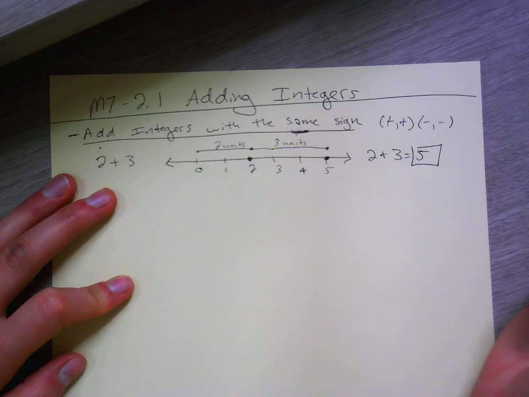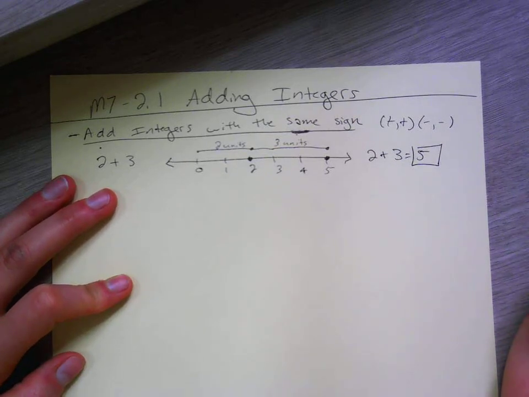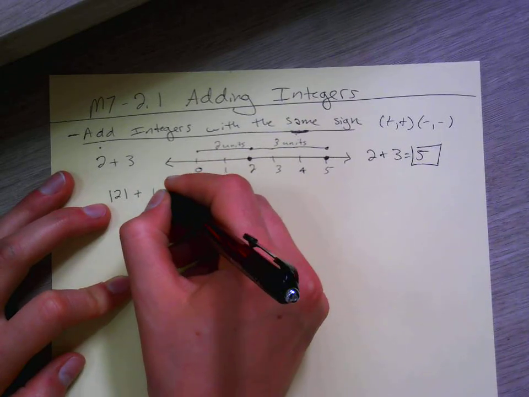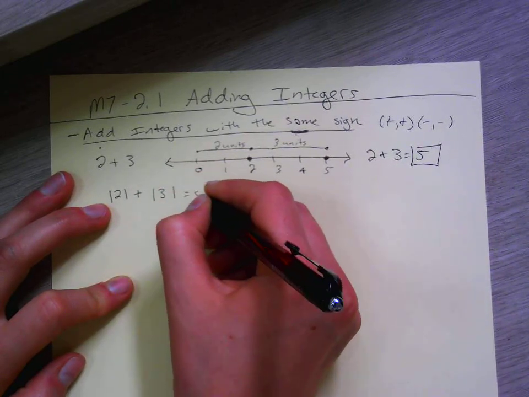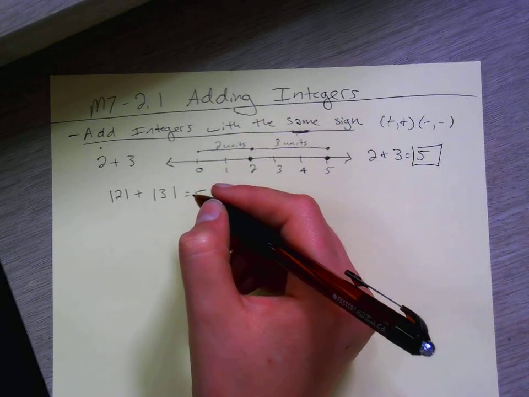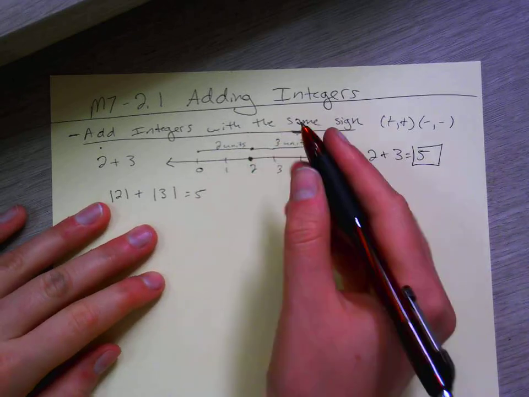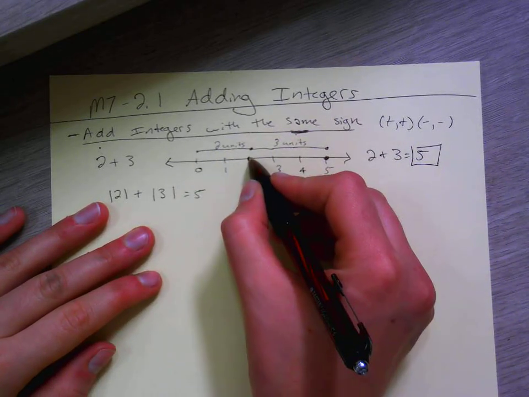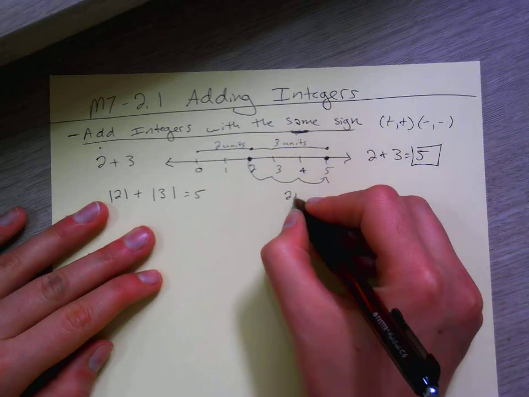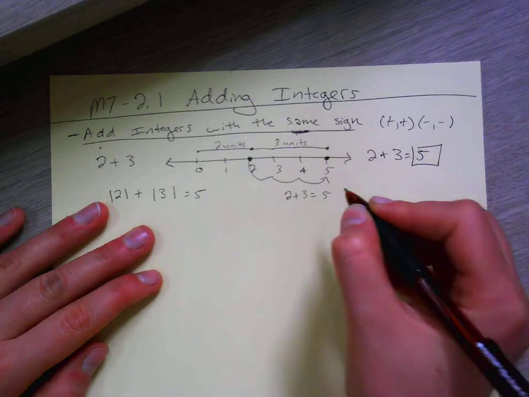There we go. Now, we could also do the distance of the sum from 0, so you could say absolute value of 2 plus absolute value of 3 equals 5. Or you could do something else. You could just start at 0, go to 2, and then jump 3 units. So you could jump 1, 2, 3, and that also gives us 2 plus 3 equals 5. So there's several ways to do it.